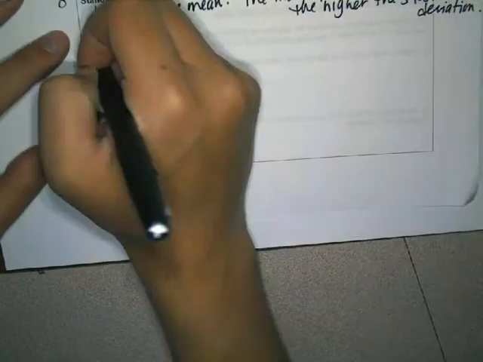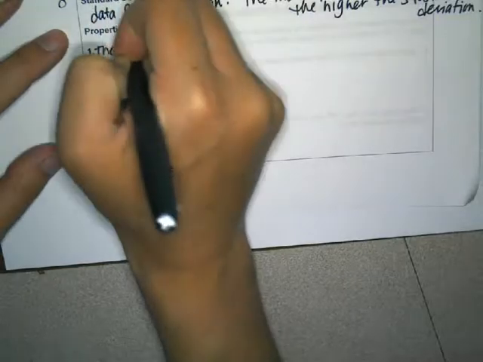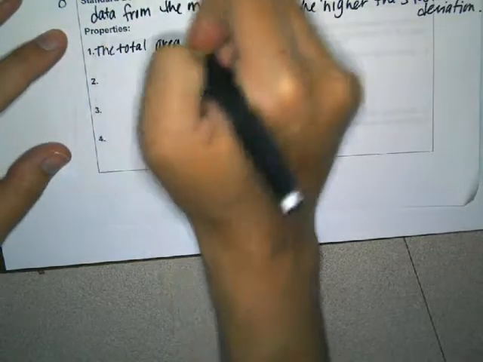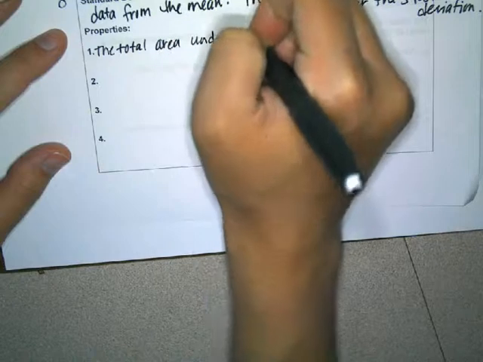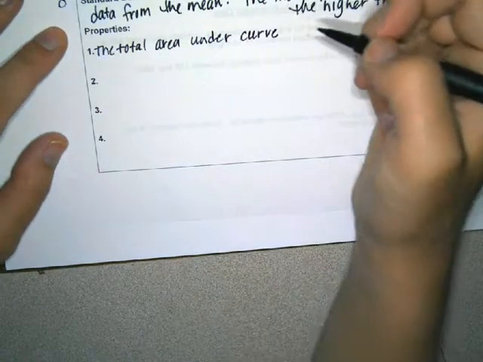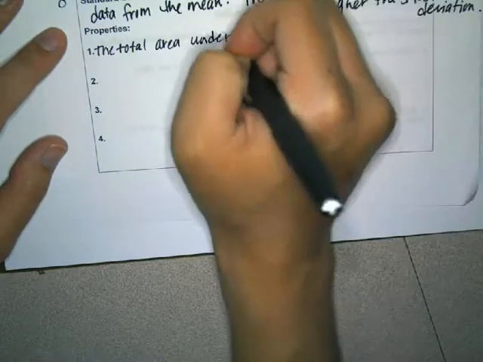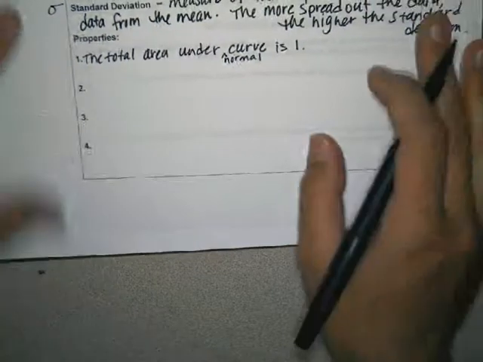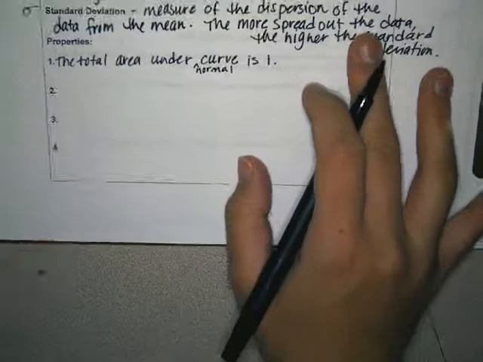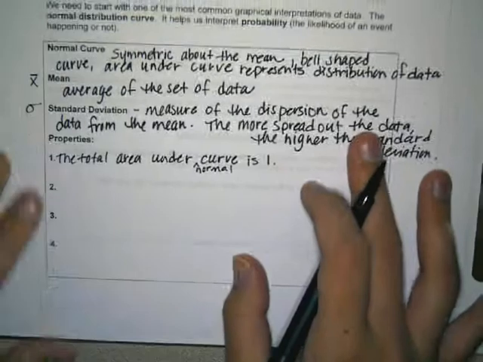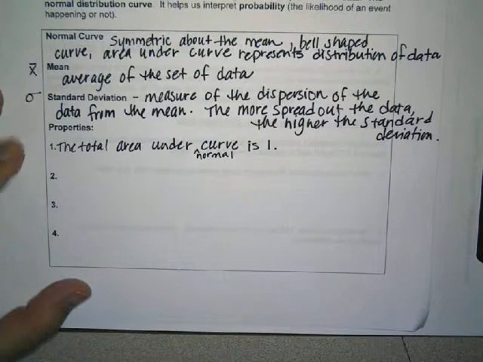Properties. The total area under the curve is 1. I should say under the normal curve. Because in other classes, you might dig into probability and statistics a little bit more, and there are other types of curves, not just normal curves. So, all right, number 2.